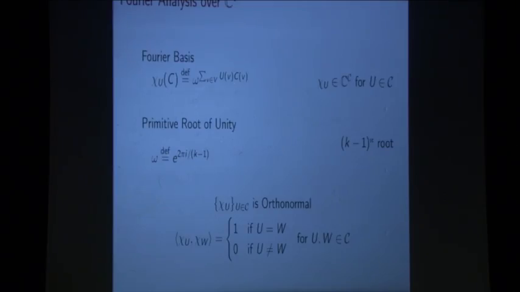So omega is in this case what root of unity? The k minus first root. K minus 1 is the number of colors, right? Yes, the number of colorings. Just to fix it. Okay, good. This is standard Fourier analysis.